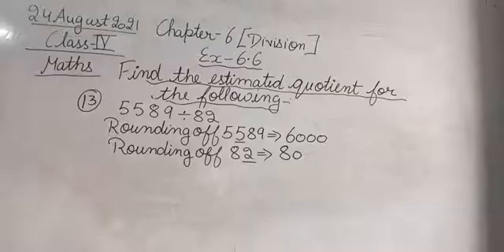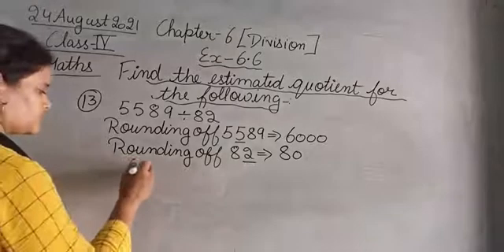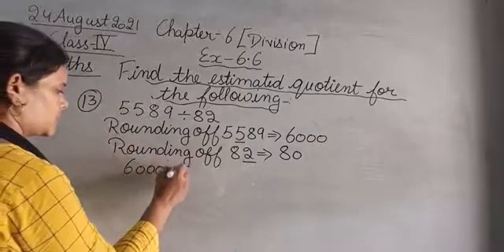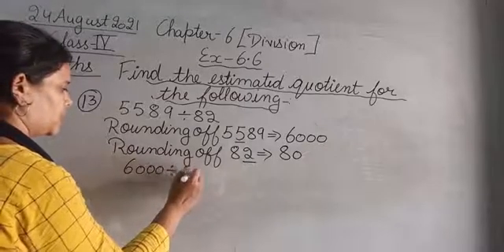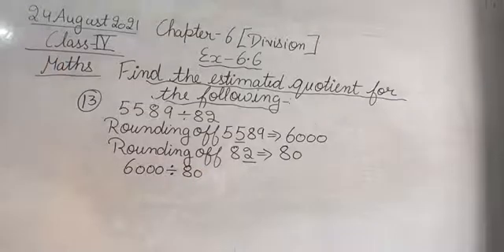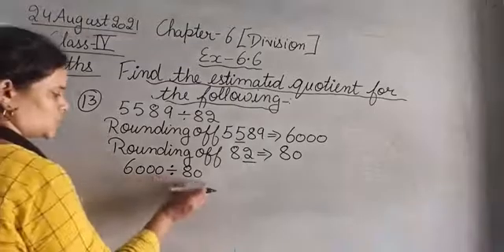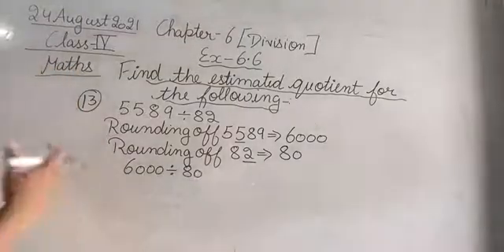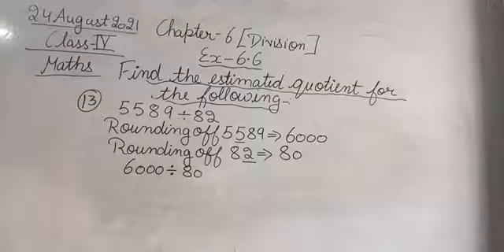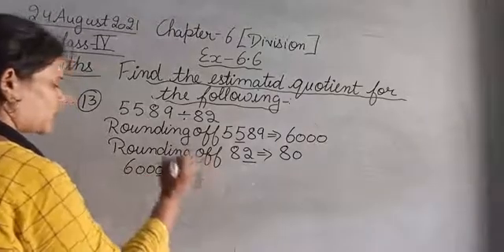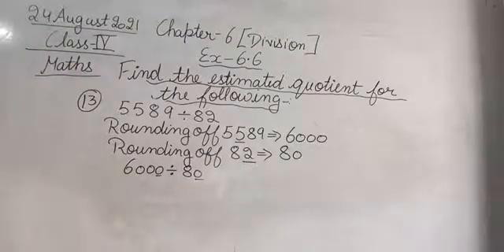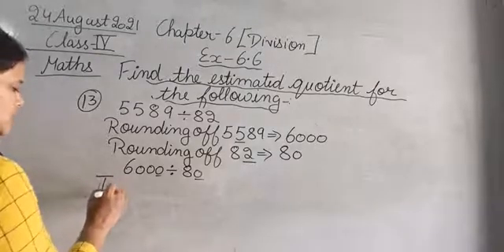So now the new dividend and the divisor are 6,000 divided by 80. Now look at this sum, dear. Here we are having 3 zeros. Here we are having only 1 zero. So we will pick out only the common zero. That means we will pick out 1 from here and 1 from here. In the divisor we have only one, though in the dividend we have 3. So we will pick out the common zeros, that means 1.